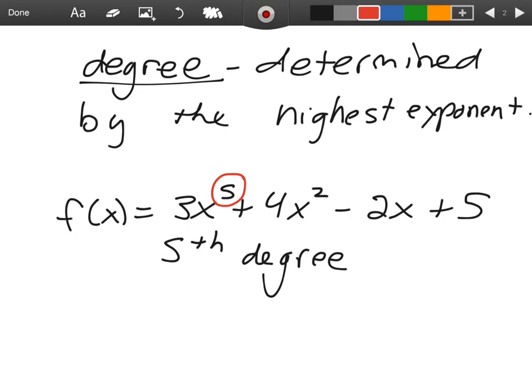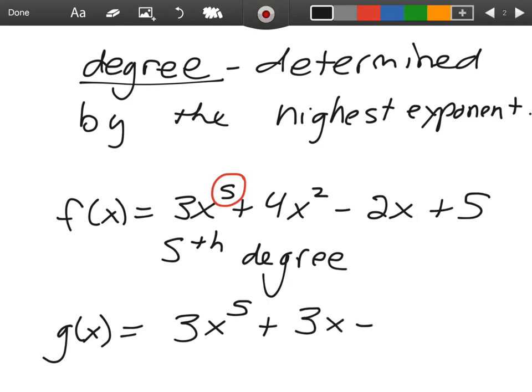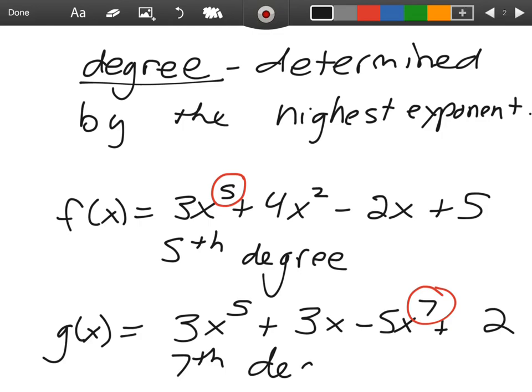Now this one is written in standard form. If something is out of order, not in standard form, it's still going to be determined by the highest exponent. So now it's written out of order. The highest exponent is 7, so that determines the degree, 7th degree, but it needs to be in standard form. You just rewrite it with the highest and then descending down.